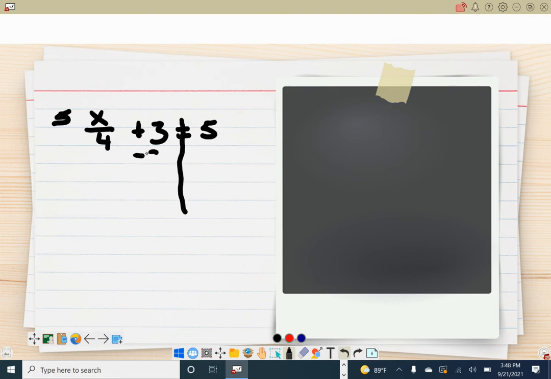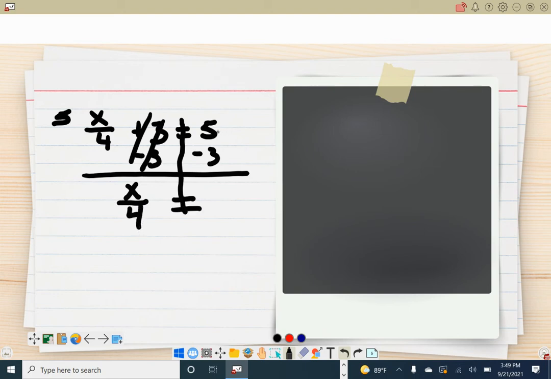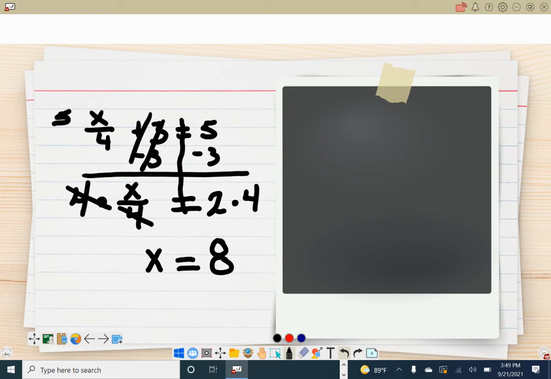So I got to do a minus 3, same as I would. That cancels. X divided by 4 is equal to 5 minus 3 gives me a 2. X divided by 4, the opposite of that is to multiply by 4. So these cancel, and I get that x is equal to 2 times 4 gives me 8.